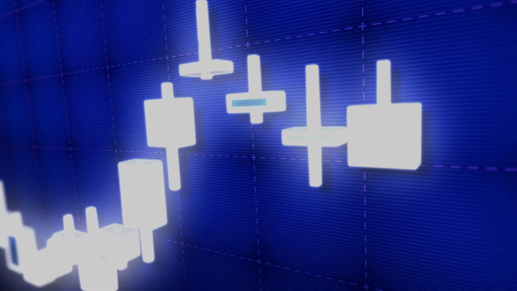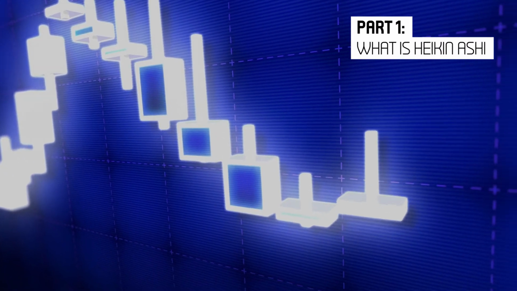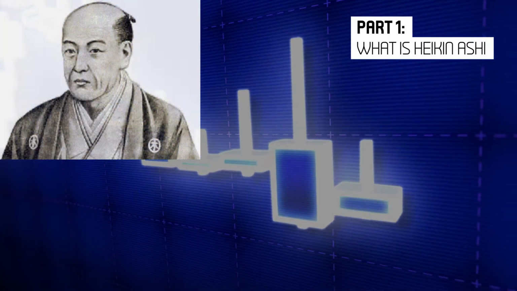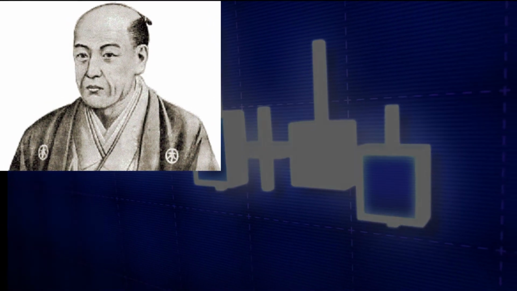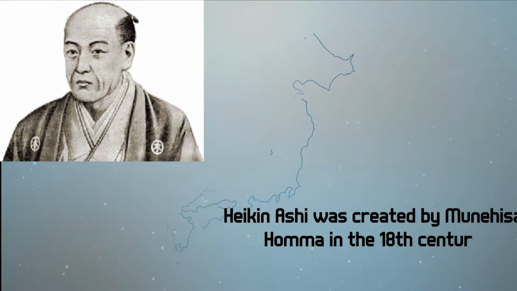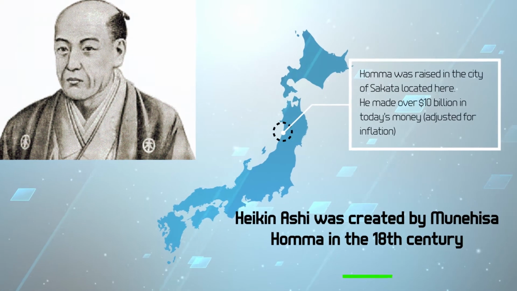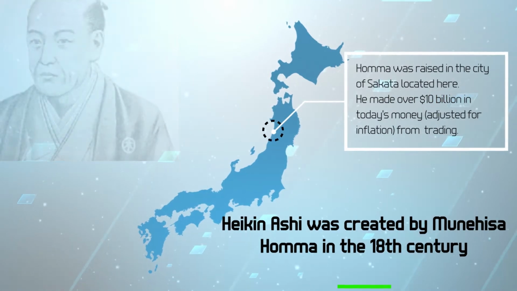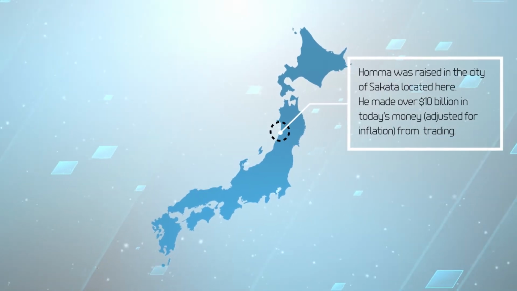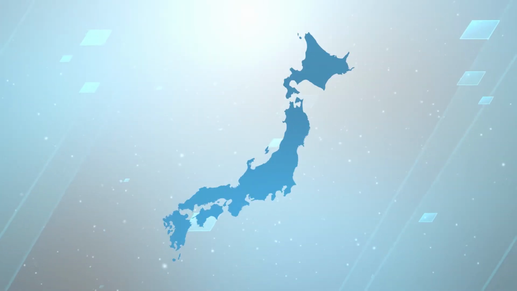Heikin Ashi means average bar in Japanese. It was created hundreds of years ago by Munehisa Hama in the 18th century. He was a rice merchant from Japan who is also considered the creator of the candlestick chart. During the 18th century, he made well over $10 billion in today's money. After making a fortune, he became a very important financial advisor to the Japanese government.